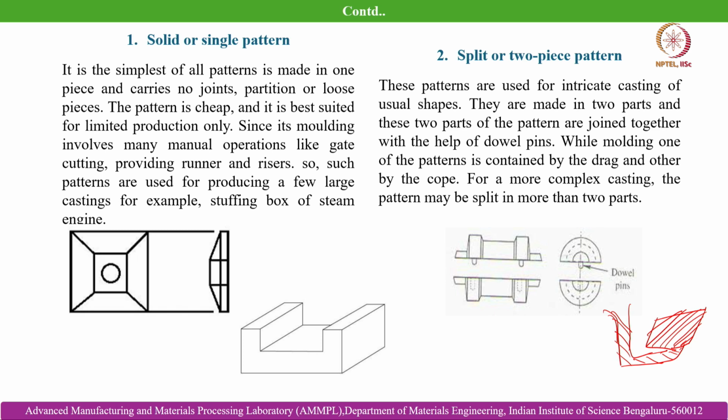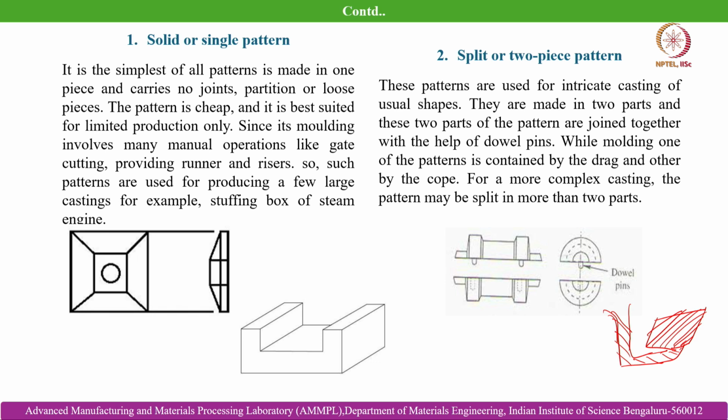The second variant is the split or two piece pattern. Here the molding process time can be decreased, because one half of the pattern remains in the cope flask and the other half remains in the drag flask, and we can ram the sand around them simultaneously. Thereby we achieve the two halves of the mold cavity simultaneously, and then we just place one on top of the other to get the complete mold cavity.